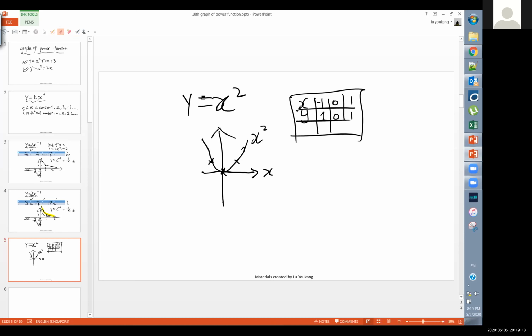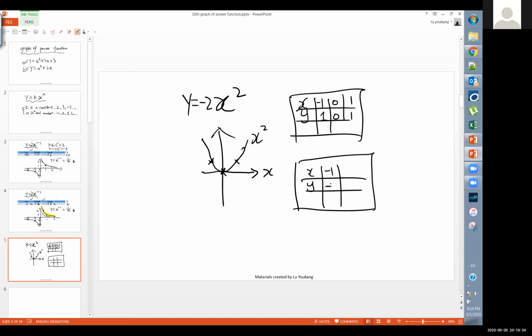So we played with a positive 2 just now. So let's try out a -2. If I try out a -2, the table will be what? Your y will need to times -2. So 1 times -2 is -2. 0 is still 0. 1 is -2. Am I right? No. If x is -1, then y should be positive 2. Hold on. I got the negative 2 here. Yeah, negative 2 times negative 1 is 2. No, negative 1 in brackets. Negative 1 inside the bracket.